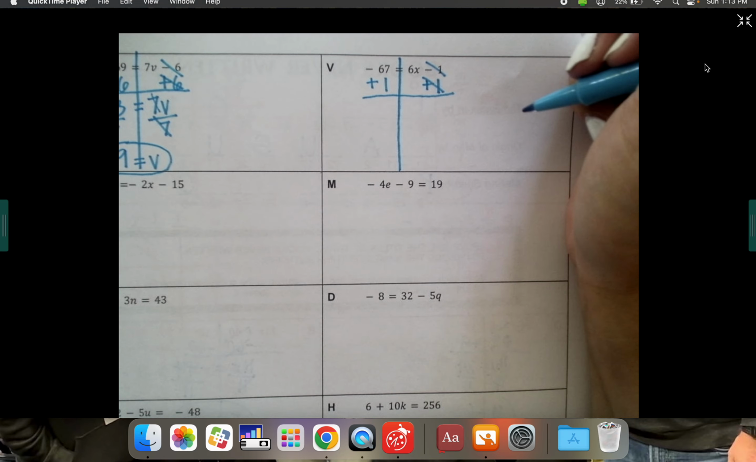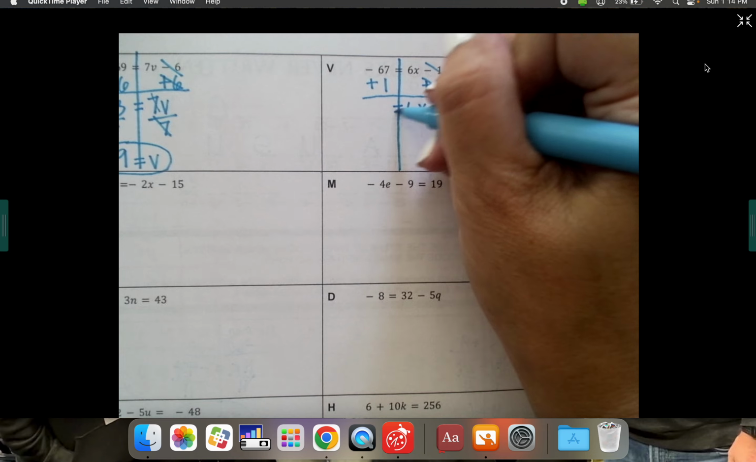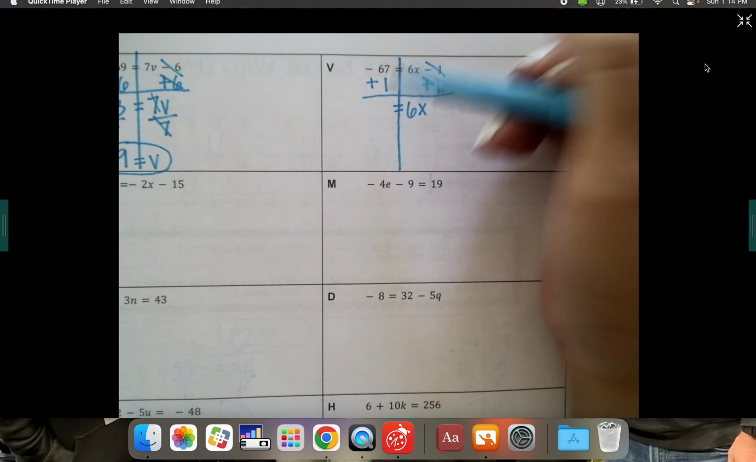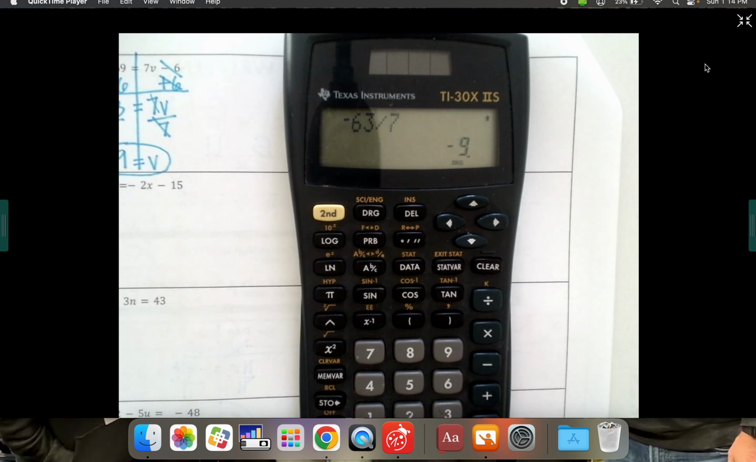Next is V. We're going to keep the coefficient and variable 6x together, get rid of the -1 by doing +1. We're going to add 1 on both sides. What you do to one side, you do to the other. Cancel the -1 and +1. It leaves 6x by itself. And we're going to bring down the answer to -67 plus 1. -67 plus 1 is -66.